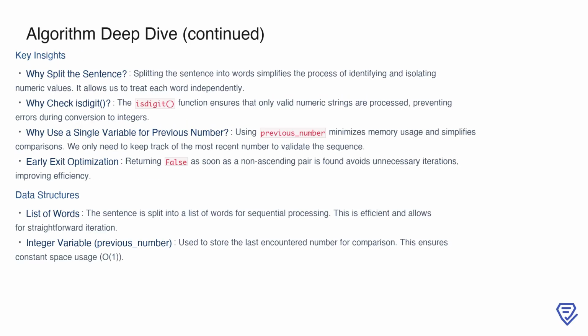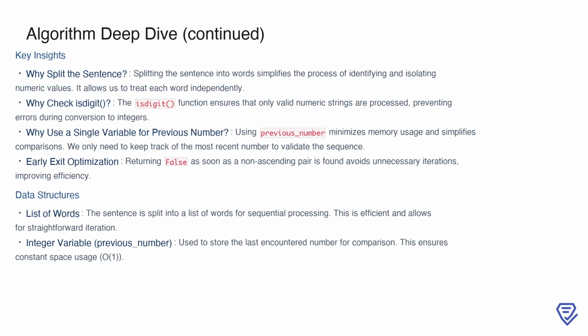Breaking down some key insights from this algorithm, we can see why each part of the process is necessary. Splitting the sentence into words is crucial because it allows us to isolate and process each word individually. The isdigit check is another critical step. It prevents errors by ensuring that only valid numeric strings are converted to integers. Using a single variable, previous_number, to store the last number encountered keeps the algorithm efficient and easy to follow. This approach minimizes memory usage while ensuring accurate comparisons.